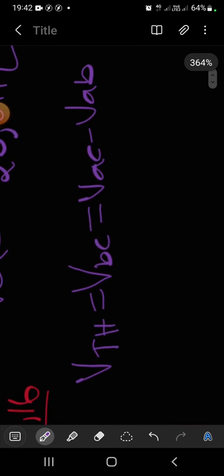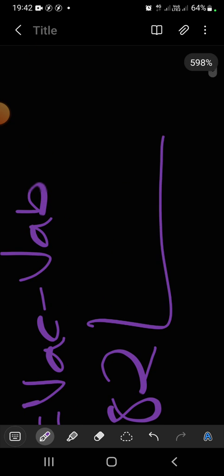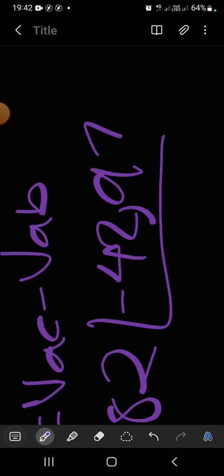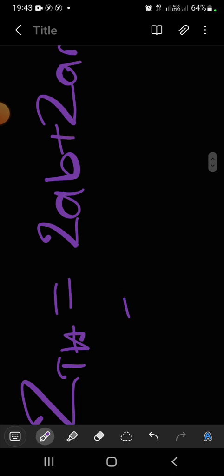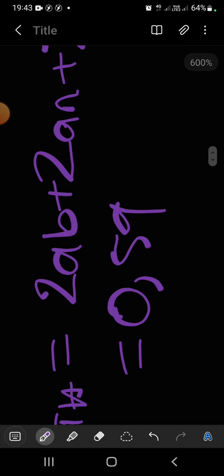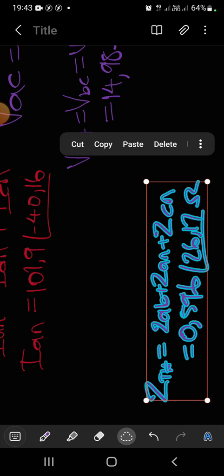So your V Thevenin, which is also your VBC, they found it as 14,982 at an angle of minus 42,97 volts. Cool. And now they found Z Thevenin is nothing but ZAB plus ZAN plus ZCN, right? And they found that as 0,596 at an angle of 26,17 ohms, right?